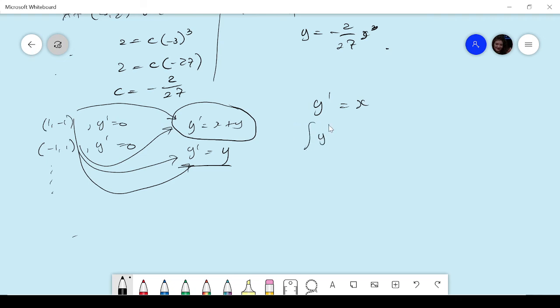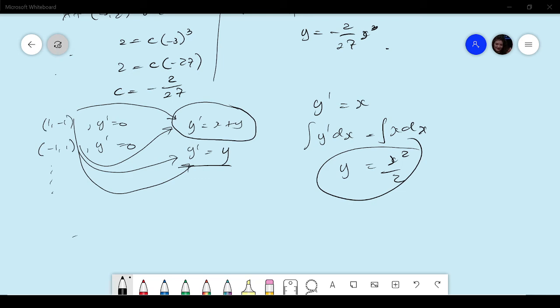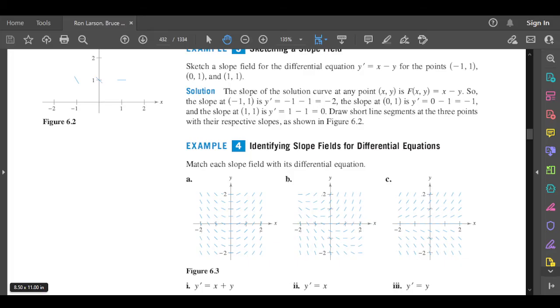So, integrate y prime dx equals integrate x dx. So, this is your y and this is x squared all over 2. So, kung atong tanaw, this is a parabola. So, ang solution na is a parabola. Then, ang graph sa parabola is something like this. Open up parabola.